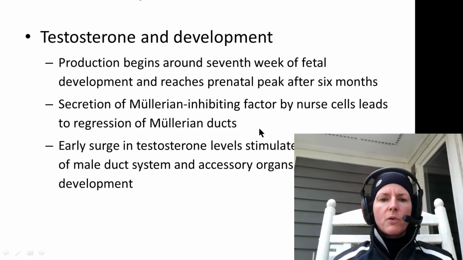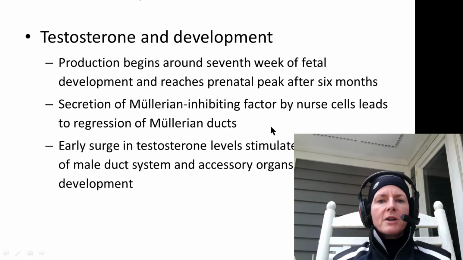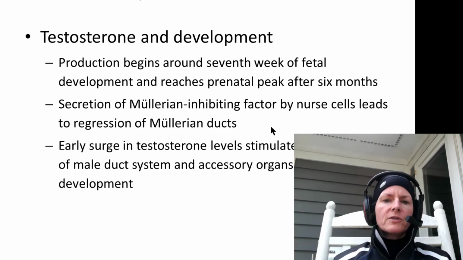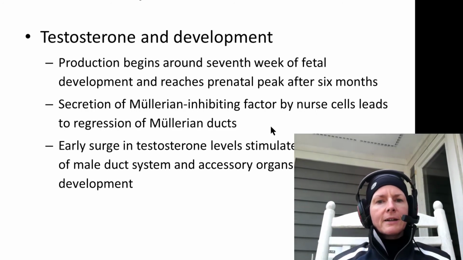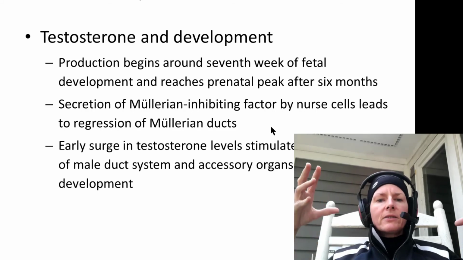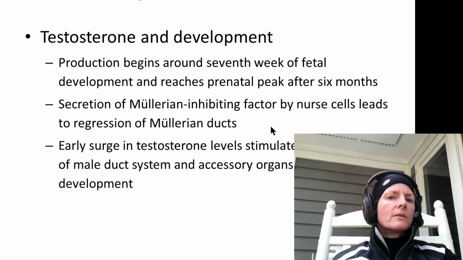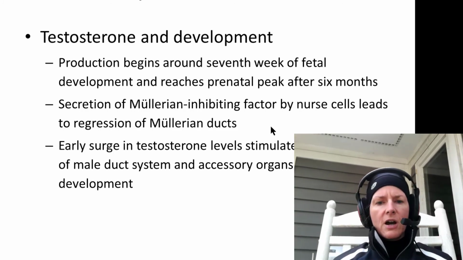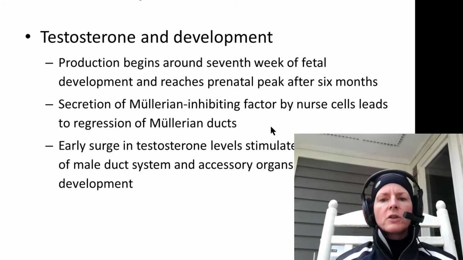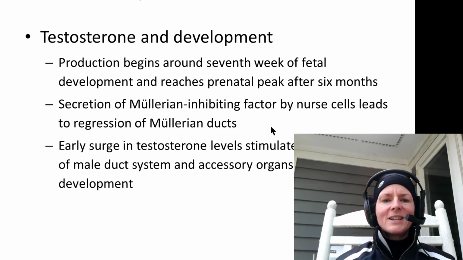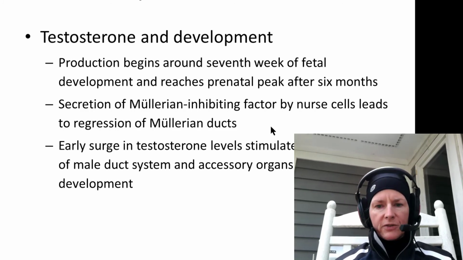And this is going to be important because the Mullerian ducts will become the oviducts later on. So the Mullerian ducts, as the name implies, are part of the female reproductive system, and so they become the oviducts later on. And so basically this Mullerian inhibiting factor is going to cause the regression of these ducts. So this early surge in testosterone is what's going to stimulate the male reproductive system to develop.